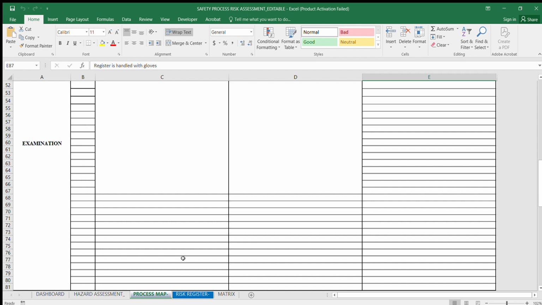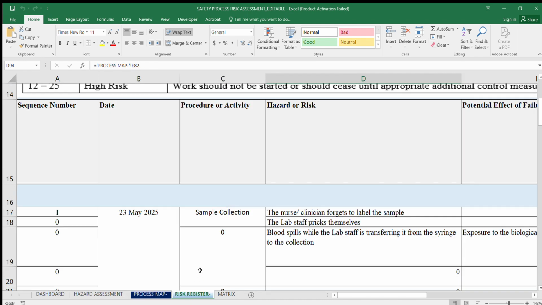So let's look at how you fill in the risk register. We've already looked at how you are doing your hazard assessment. We've looked at how you are doing your process mapping. So now let's look at how you handle these identified risks in the risk register. So this is your risk register.